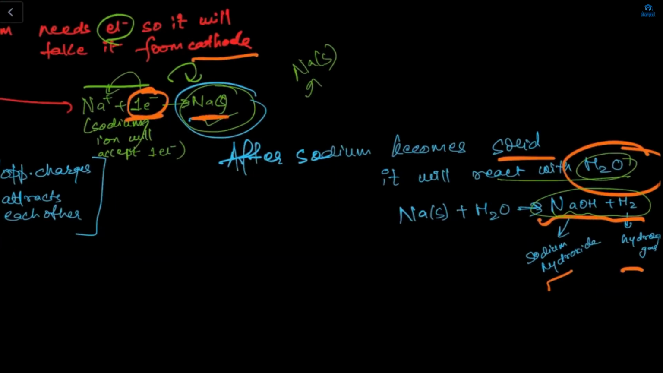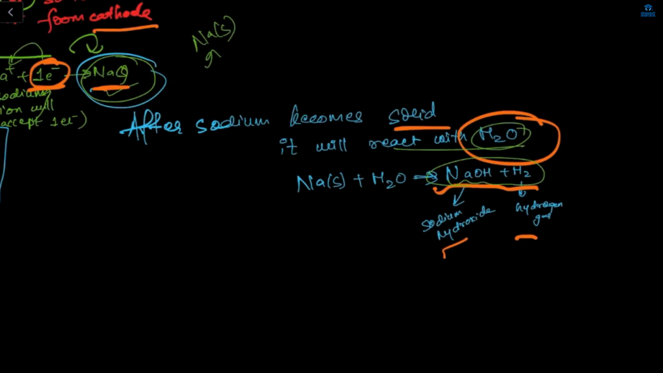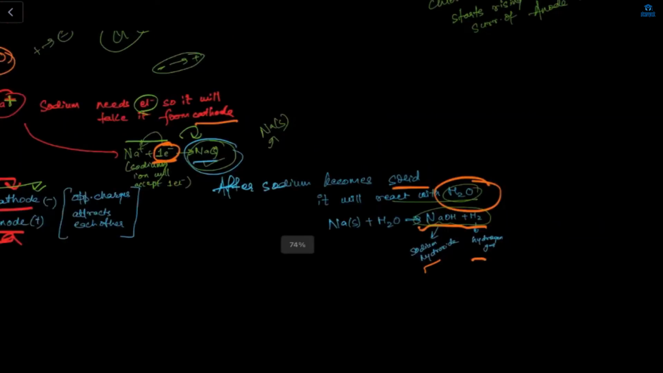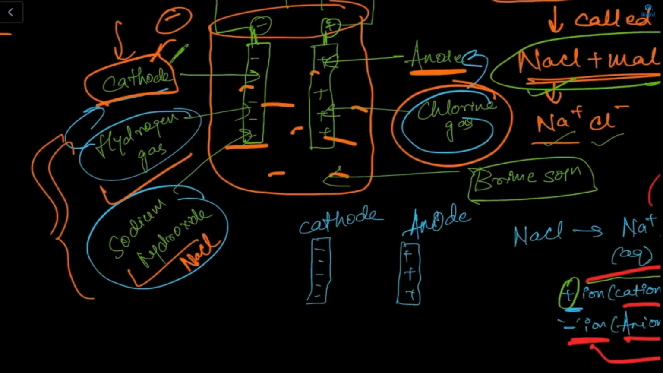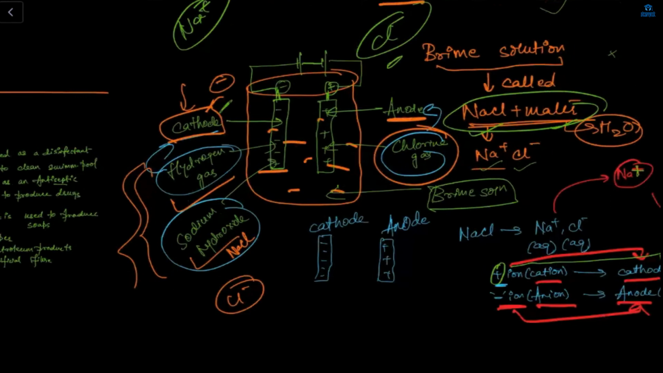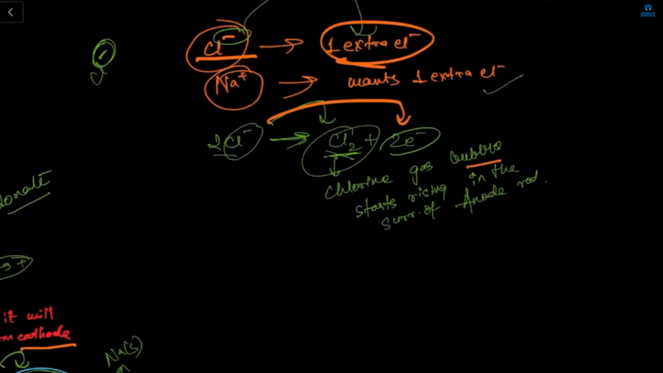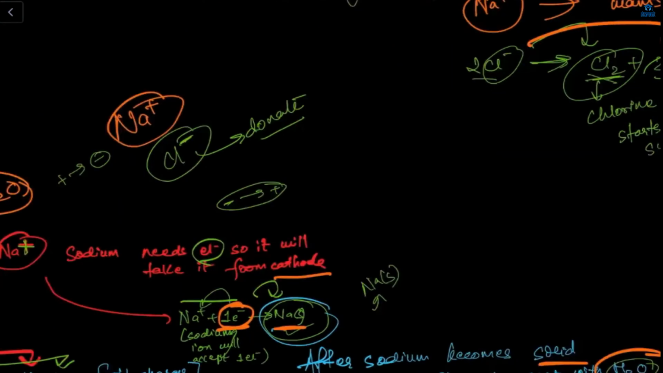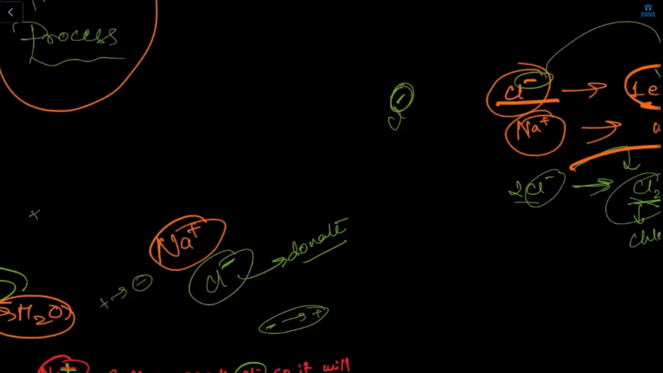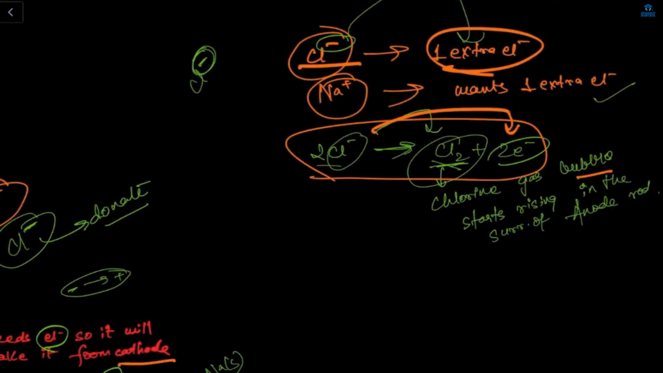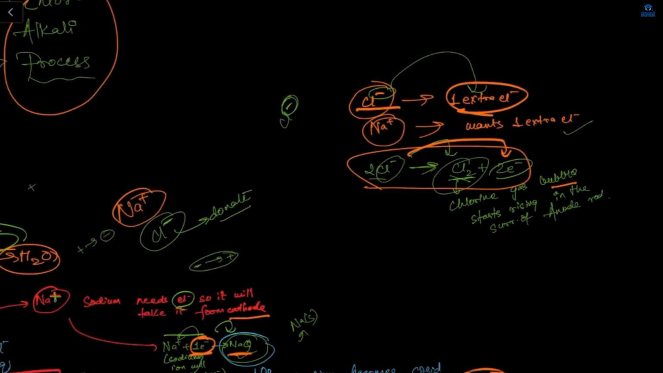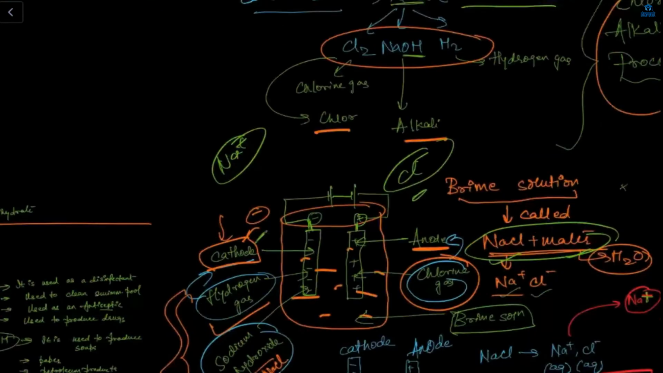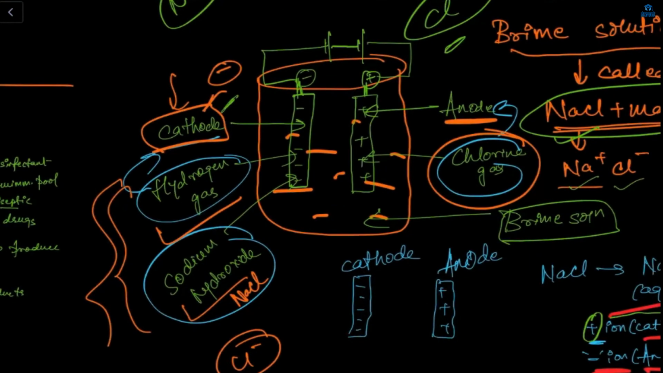After this, solid sodium is formed, then what will happen? It will react with water. When it reacts with water, it will produce two things, hydrogen gas and some sodium hydroxide. And what about chlorine? Cl- means it's having one extra electron, right? So what will happen in this part? This was the reaction, right? Cl2, here is my chlorine gas. So this was the full diagram of common salt.